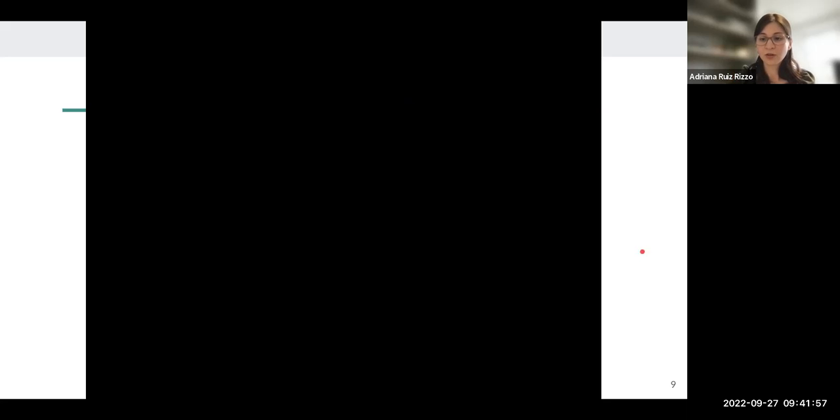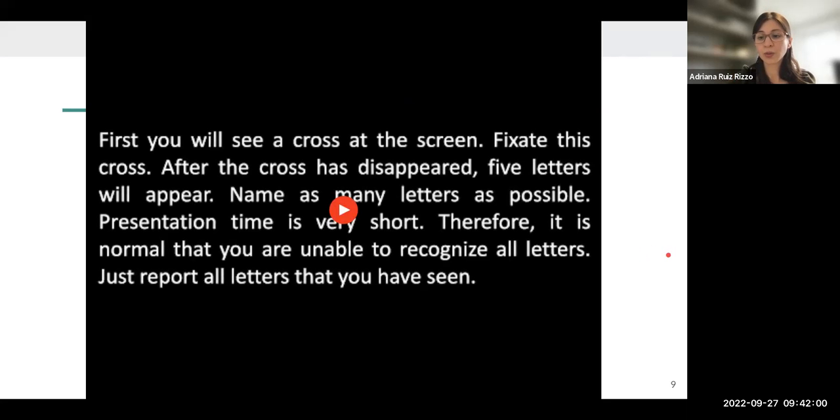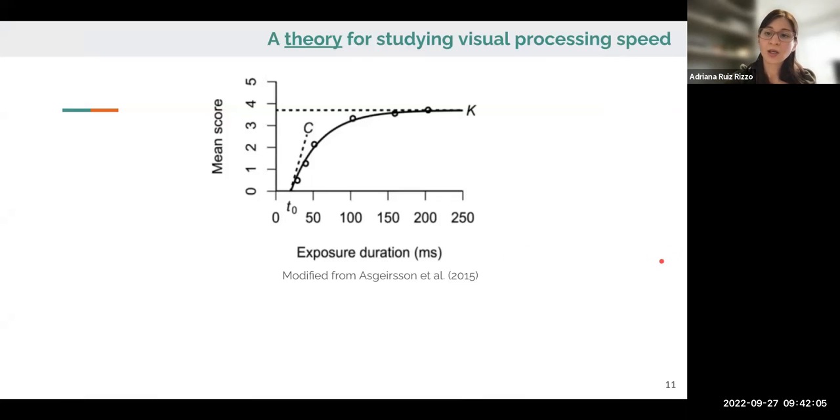And this was faster. So we do this over and over again to obtain different measures of performance, which we then use in the theory of visual attention model. And in this model, we try to model performance accuracy or report accuracy as a function of exposure duration, because it is expected that with increasing exposure duration, so the longer the stimuli are on the screen, then the mean accuracy will also be higher, and this is an increasing exponential curve.